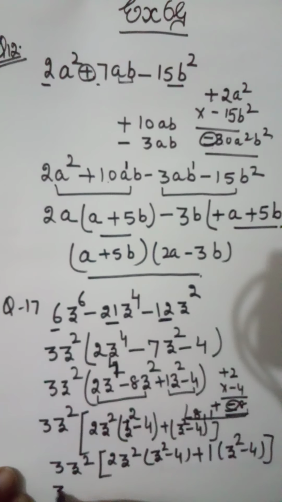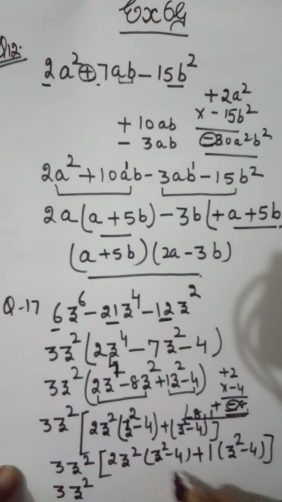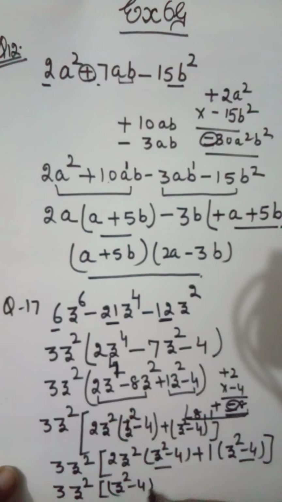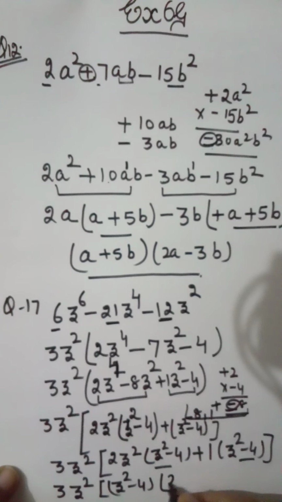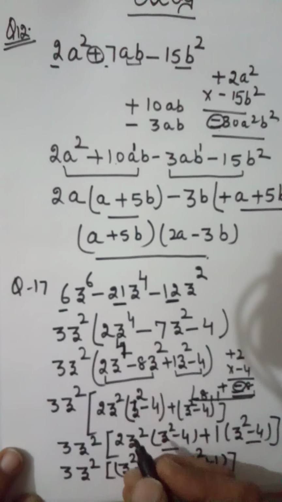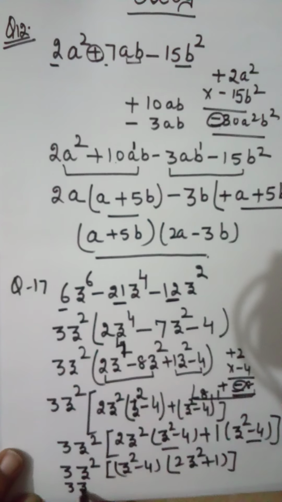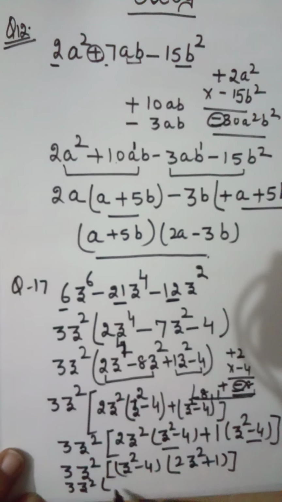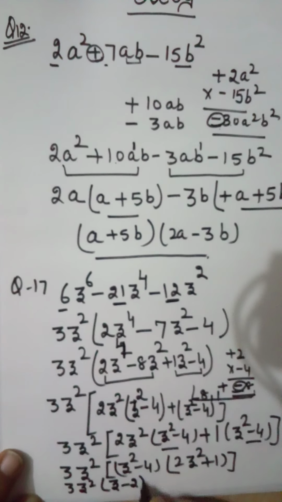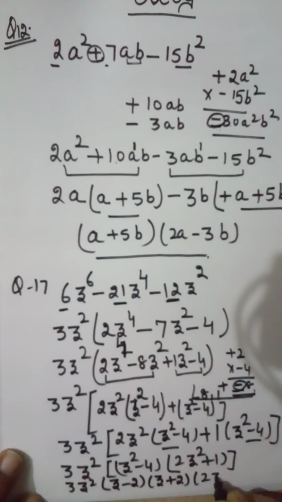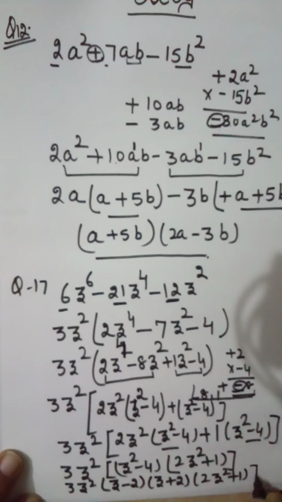Now from here 3z square, then z2 minus 4 is common, then what is left? 2z square plus 1. Now again this is an identity, 3z square, it is again identity z square minus this 4 is 2 square. So a minus b, z minus 2 into z plus 2, and this will be as it is. This is the answer of the question.